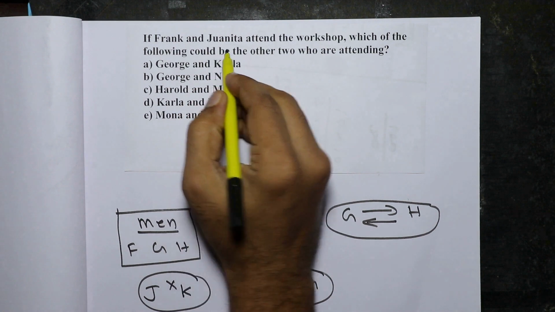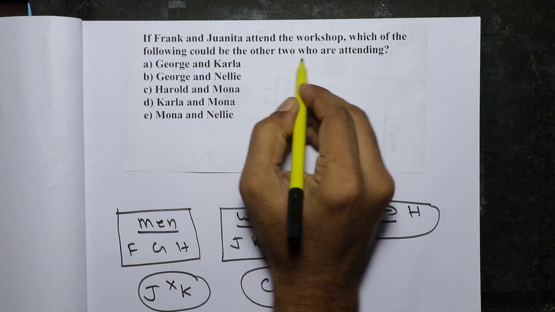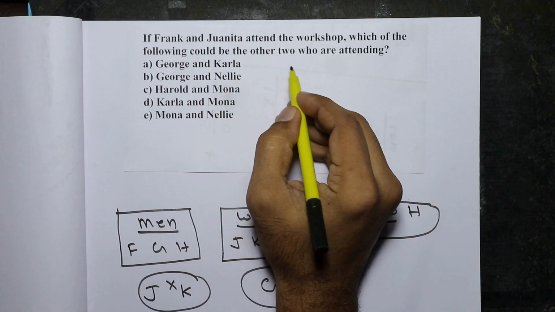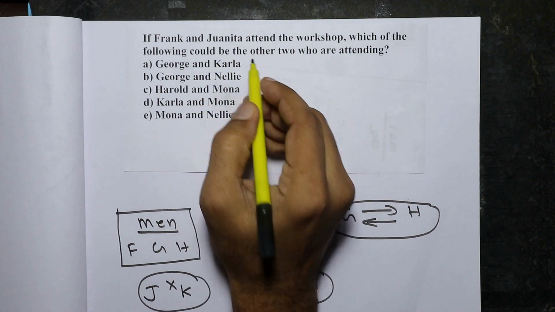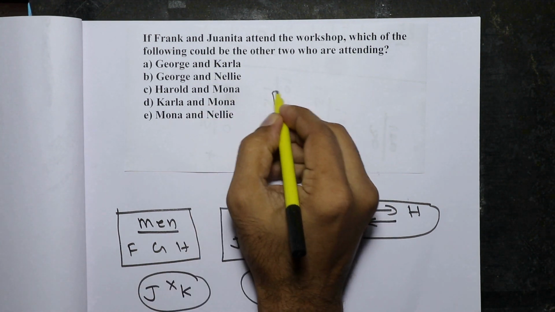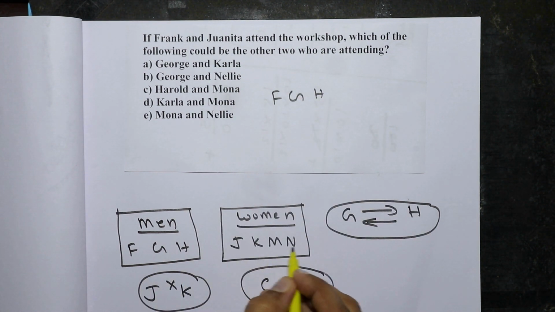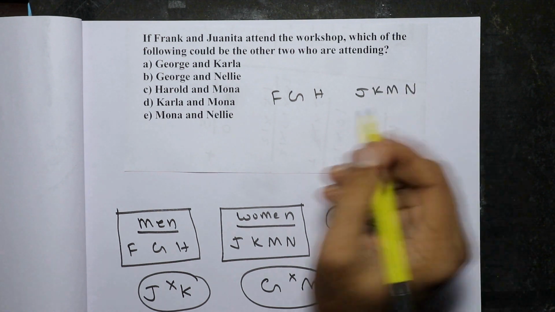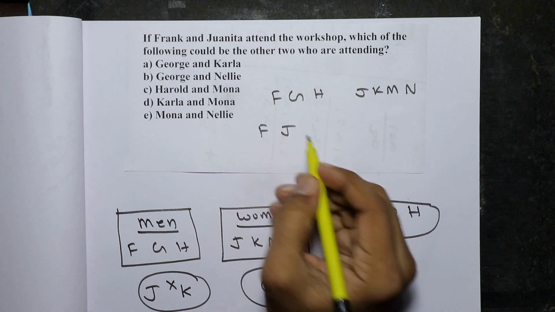If Frank and Juanita attend the workshop, which of the following could be the other two who are attending? Could be means they could be the other two. Need not necessarily be the other two, but could be. Now the men are F, G and H and women are J, K, M and N. Now F and J have already been selected.